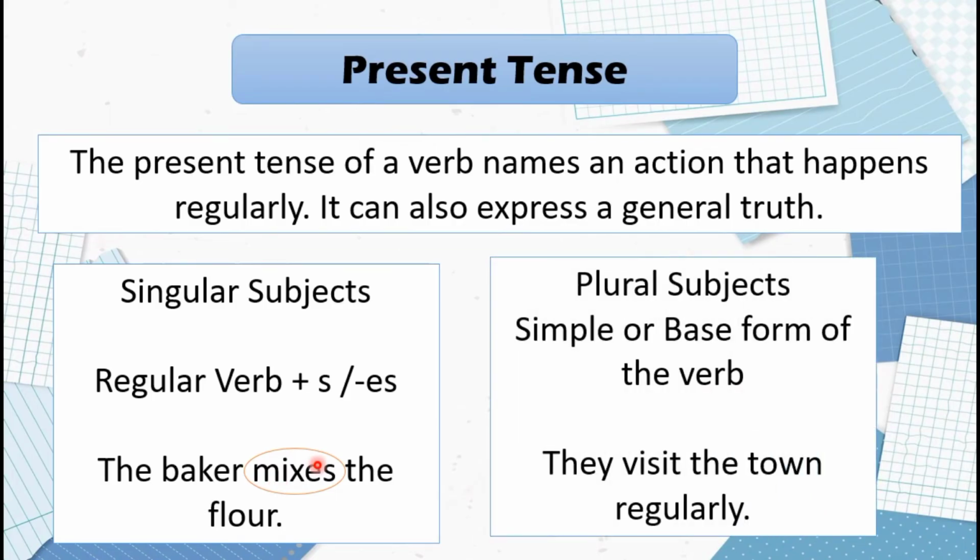On the other hand, if we have plural subjects, we have to use the simple or base form of the verb. For example, they visit the town regularly. They is a plural subject. That's why we have to use the present tense visit.